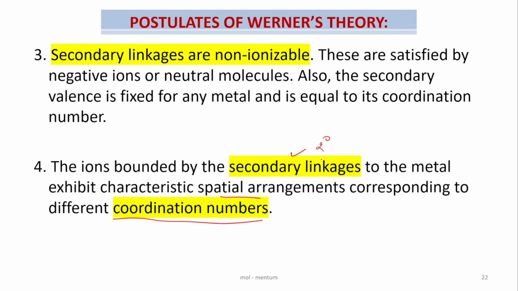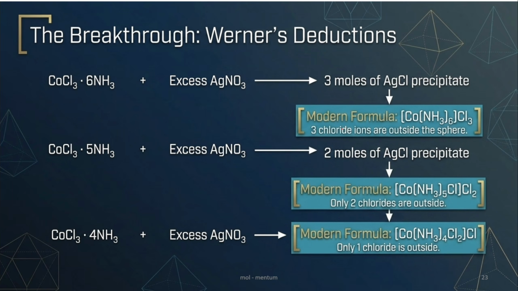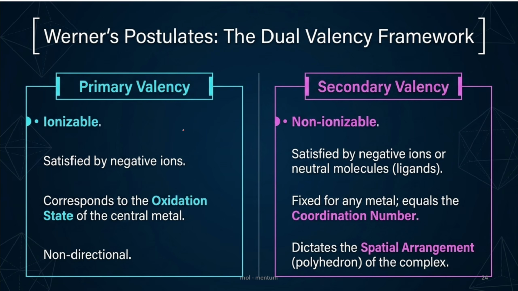Now this is the breakthrough of whatever Werner said. When he was varying the amount of ammonia molecules, he was getting different observations. Based on his observations, he gave his theory. We talked about primary valency, which is ionizable and satisfied by negative ions. Secondary valencies are non-ionizable, and they may be neutral or negative.